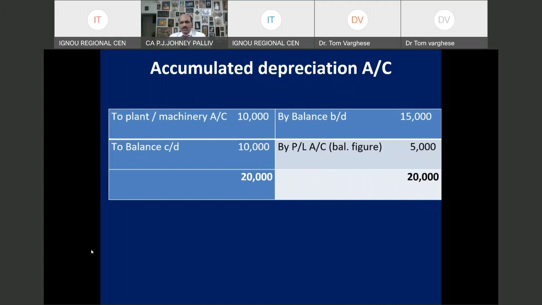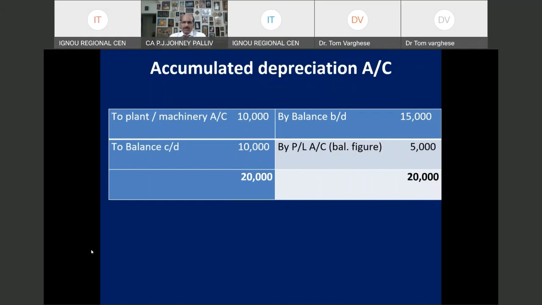There is a loss on account of accumulated depreciation of the machinery. Therefore, the difference is not a loss. The opening balance is 15,000. Closing balance is 10,000. Accumulated depreciation on that machinery was 10,000. There is a balance of 5,000, which is not a loss. It is an accumulated depreciation on account of the old machinery.